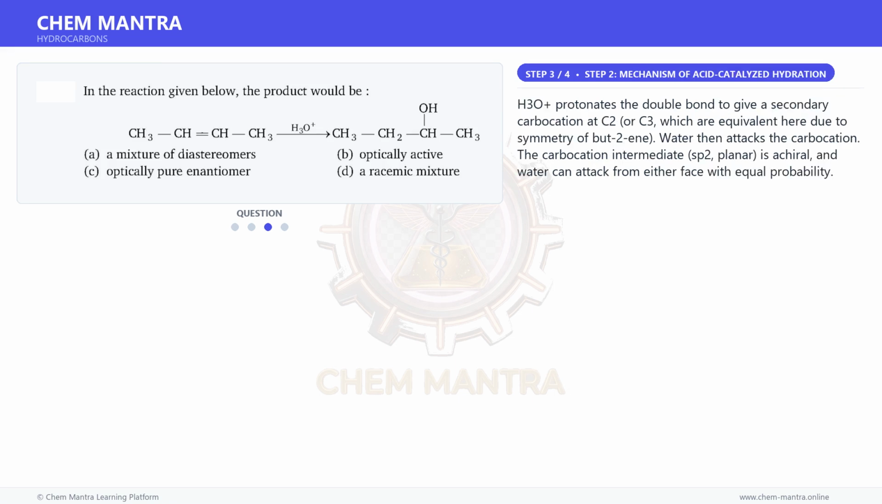Moving on to the next step. H3O+ protonates the double bond to give a secondary carbocation at C2 or C3, which are equivalent here due to the symmetry of but-2-ene. Water then attacks the carbocation. The carbocation intermediate, sp2, planar, is achiral and water can attack from either face with equal probability.